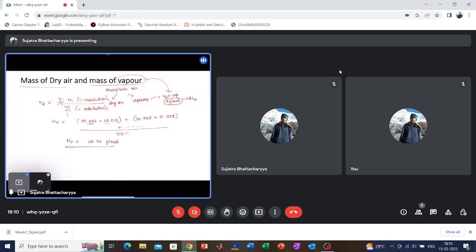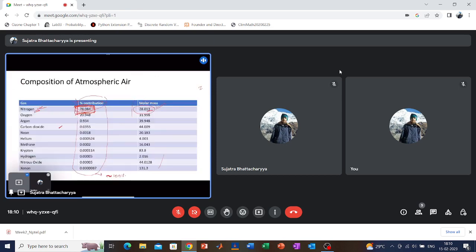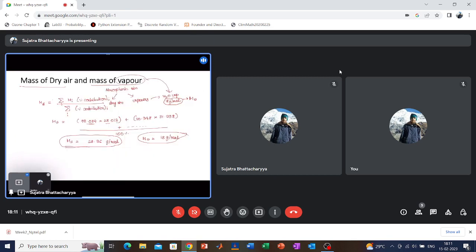So 28.96 is the molar mass of the dry air, and the mass of the vapor, mv, is 18 grams per mole, which is nothing but the mass of the water vapor. From these two slides, we have seen the gases which are present in the atmosphere, with their percentage contributions and molar masses listed. From that we have calculated the mass of the dry air, and we have seen that the atmospheric air consists of two things. One is the dry air, another is the vapor.